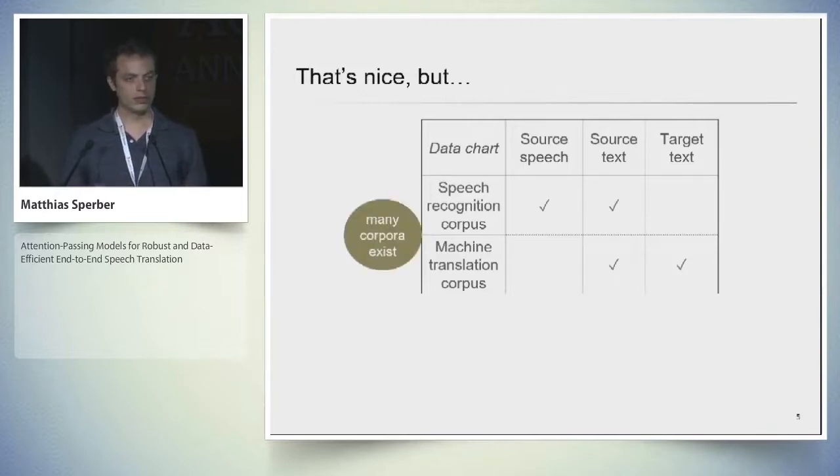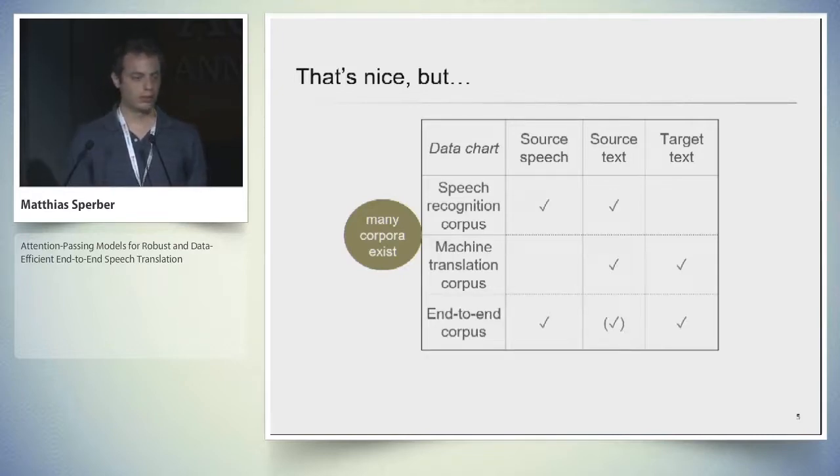So the data situation for that is quite nice, but once we move to end-to-end modeling, it looks a bit different. So there we need a corpus that pairs source speech with a target text, and unfortunately there's only very few corpora available right now. And so that means if we want to make end-to-end speech translation practical and able to compete with cascaded approaches, we really need ways to effectively make use of this kind of auxiliary speech recognition and machine translation data.